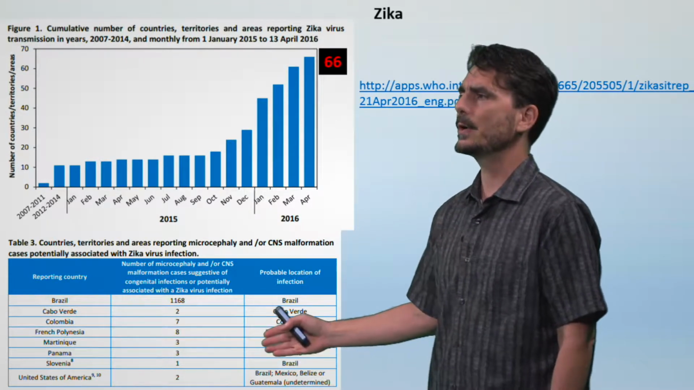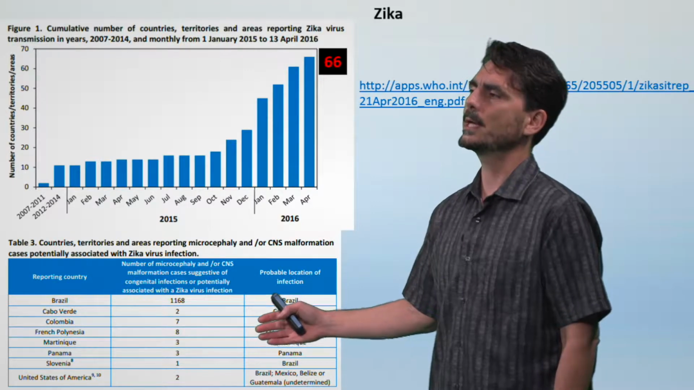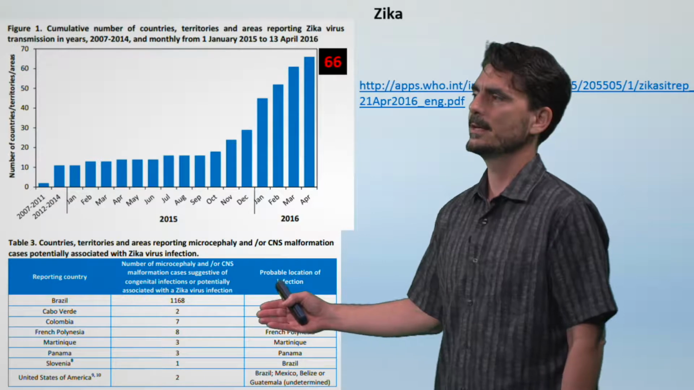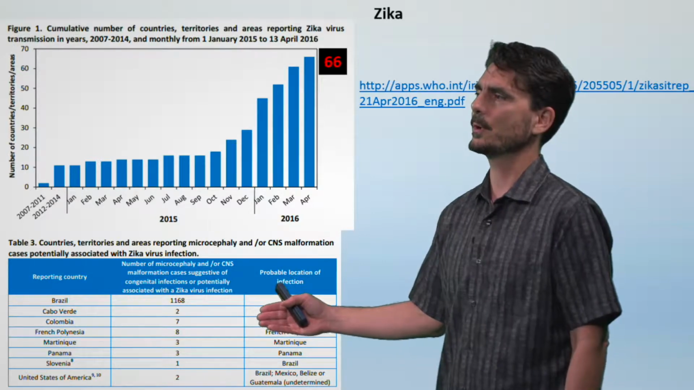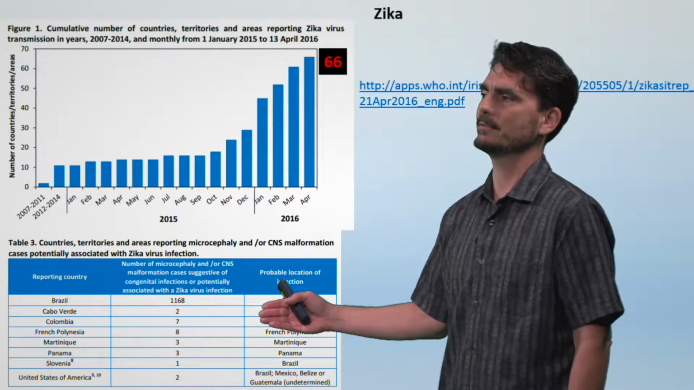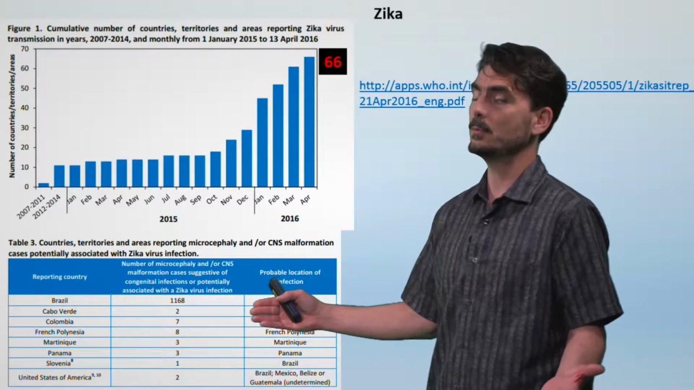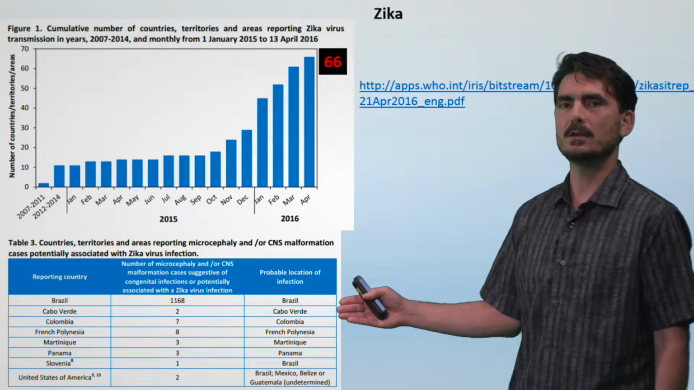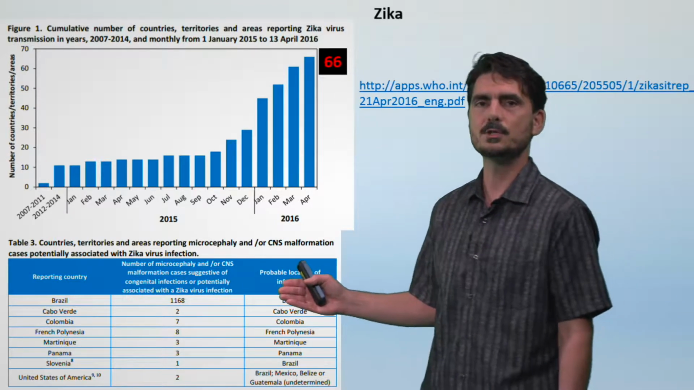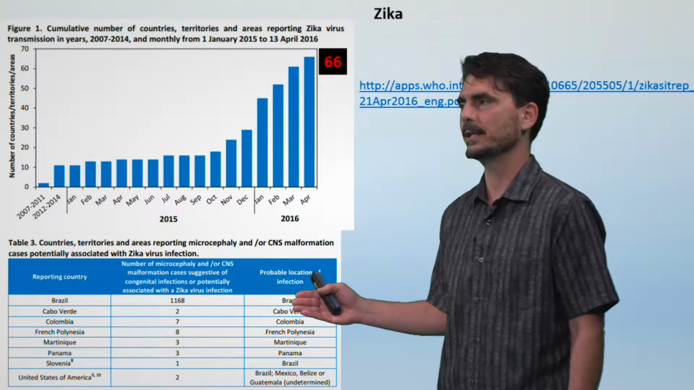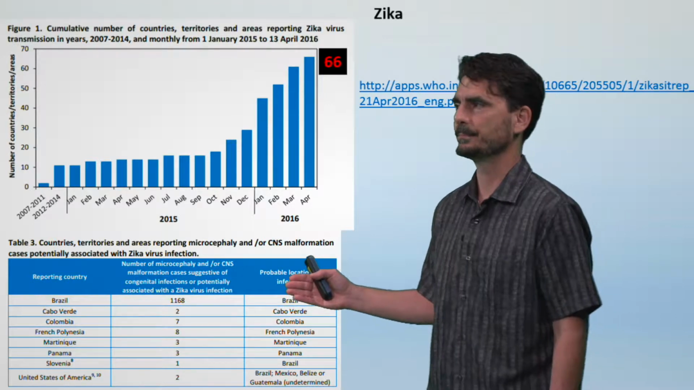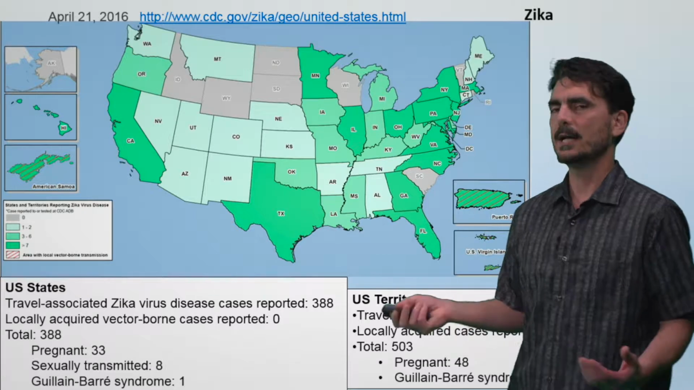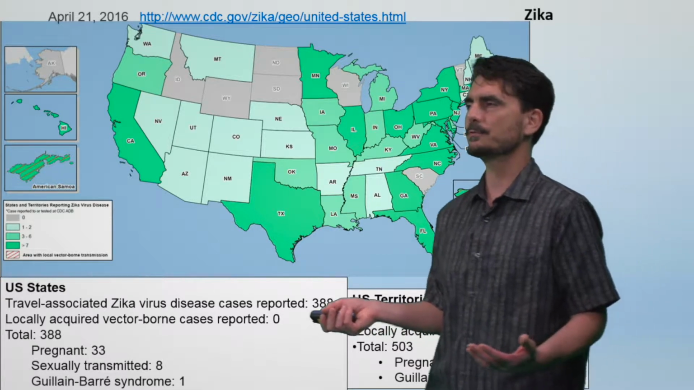And if we look down below here, what we're seeing is the reporting country versus the number of microcephaly and/or CNS malformation cases suggestive of congenital infections or potentially associated with Zika virus infection. And so we see, of course, Brazil. We know that that's the big one, right? Still is the majority. So we still have the conundrum that the vast majority of the cases of microcephaly have been in Brazil.